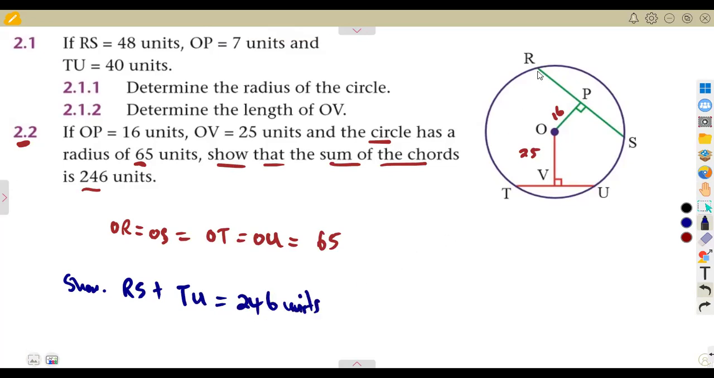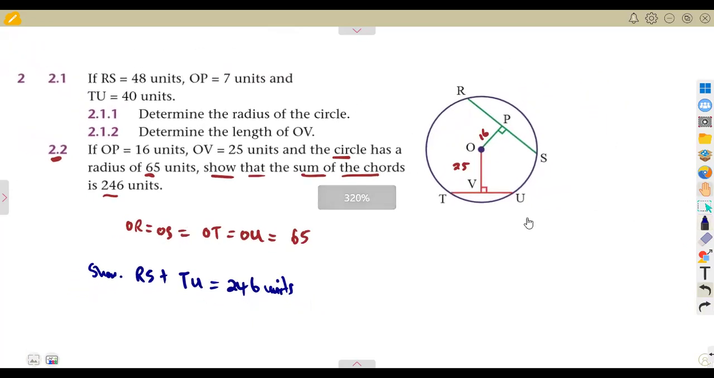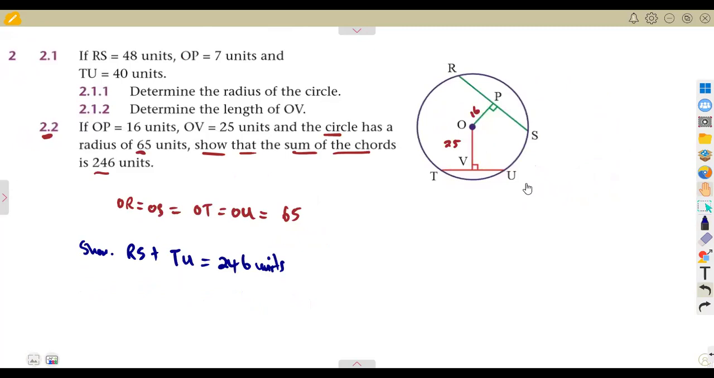The sum of the chords, this chord plus this chord added together, gives us 246 units. So the question is how? How is that possible?